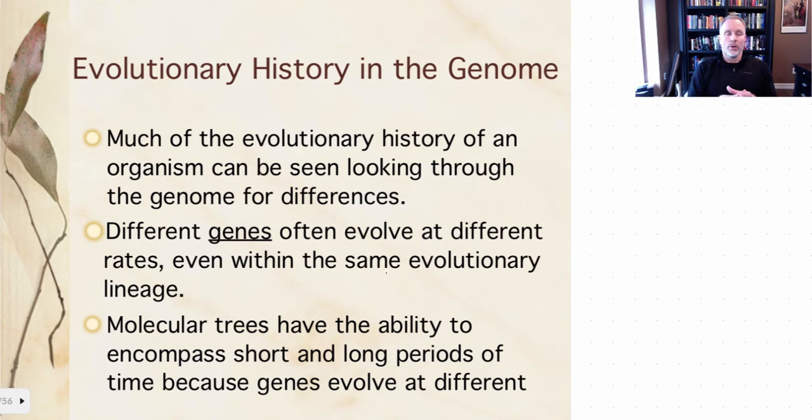Okay, so throughout much of the evolutionary history of a particular organism, what we can look at are different types of differences within the genome. And different genes evolve perhaps at different rates within the same evolutionary lineage. And these molecular trees have the ability to encompass both short and long-term periods of time because of the genes evolving at different rates. So we can assume that the genomes are going to evolve at a constant rate relative to the other ones, but particular genes within them may in fact evolve at a different rate. So you have to take all of these factors into account when you're building up these trees.